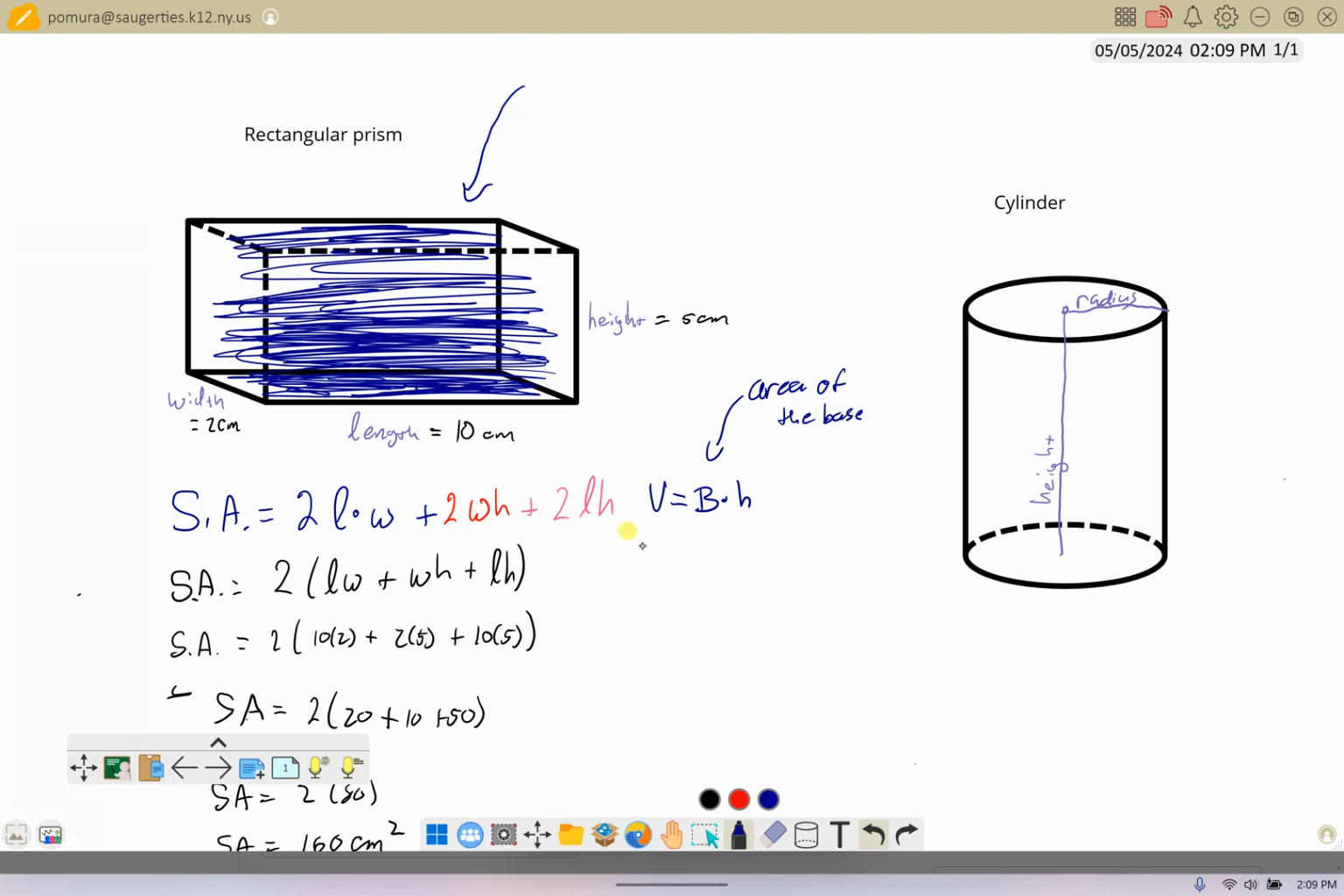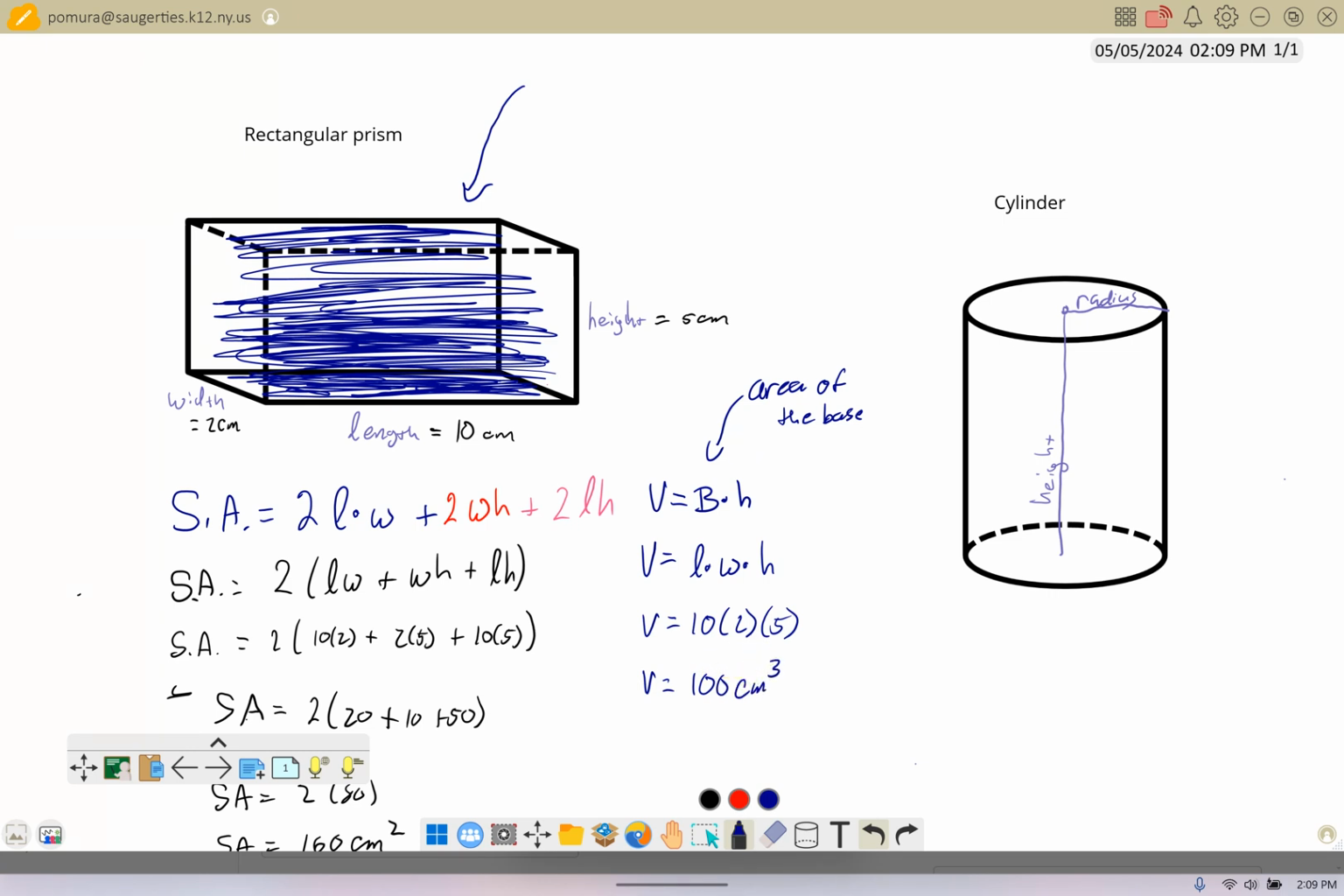So the actual volume formula for this would be the area of the base, which is length times width, times the height. So in this example, it's going to be 10 times 2 times 5. So the volume is equal to 100. But remember, because this is volume, it's going to be cubic units.